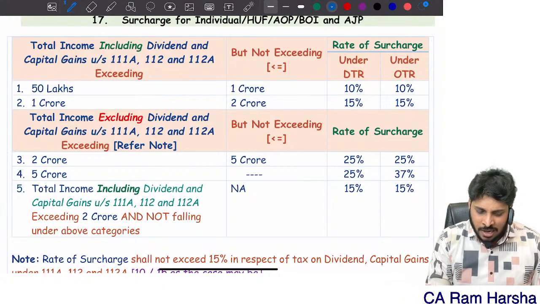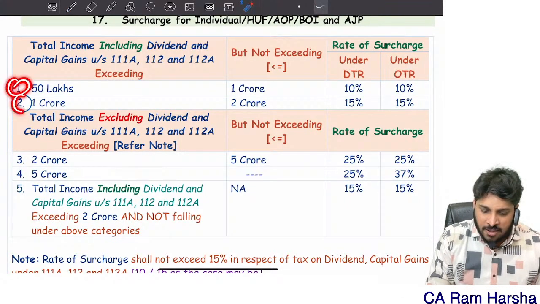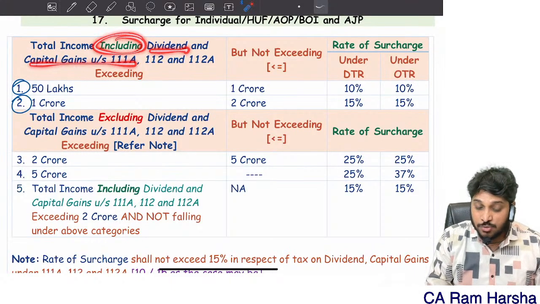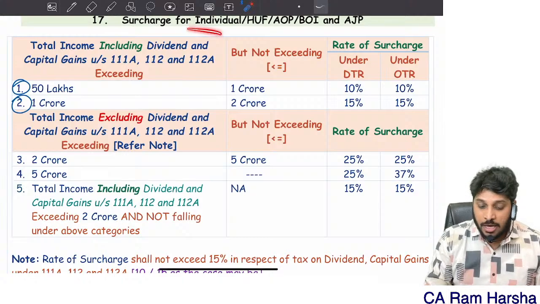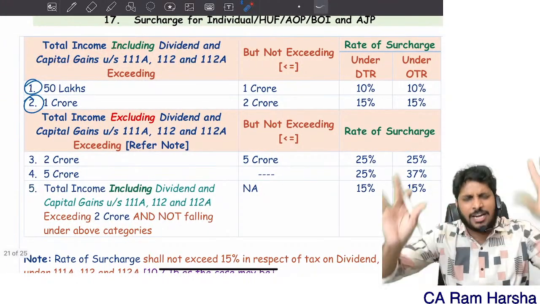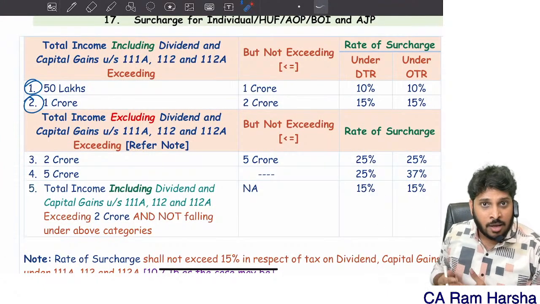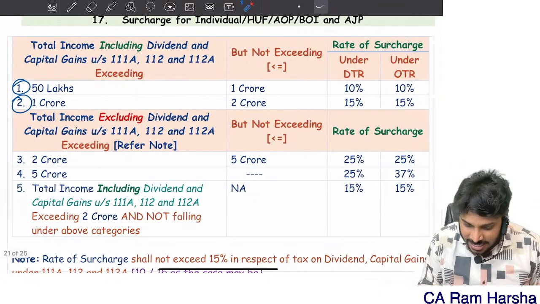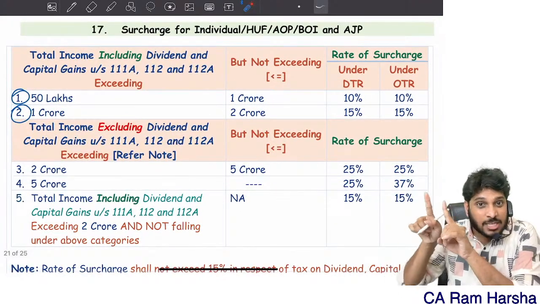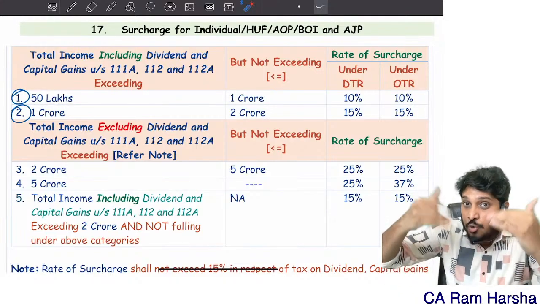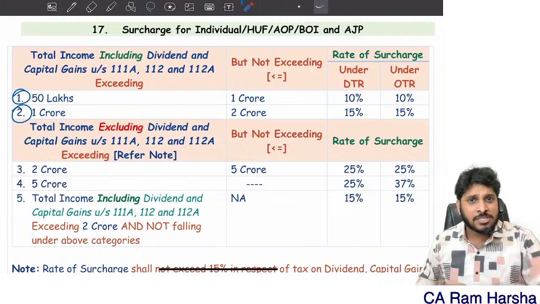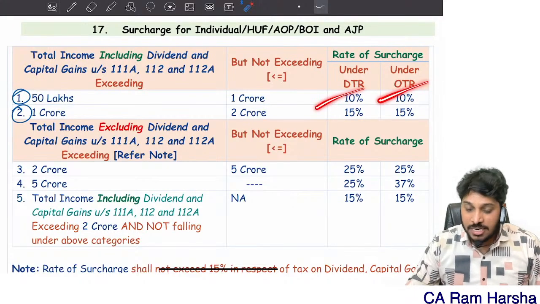No need to worry. First and second case will apply. Look at the total income, including dividend income and capital gains 111A, 112, 112A. Remember, including. Just check the entire total income. Is it less than 2 crore? Yes, sir. Is it more than 50 lakh? Yes, but not exceeding 1 crore. Basic tax we computed, right? On that, apply 10% as one more tax called surcharge. Under the default tax regime and under the optional tax regime, the rate is 10%, 10%.